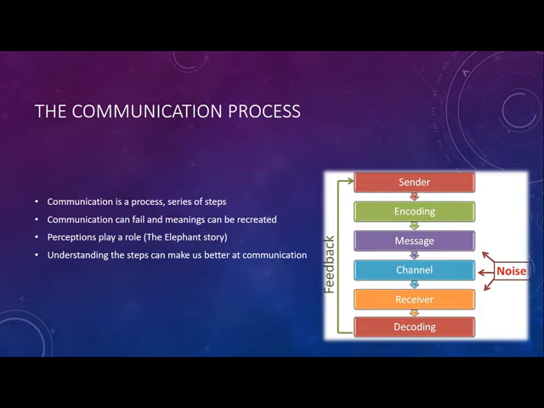Obviously, communication is a formal process, and it has a series of steps. First of all, we should know that communication can fail and meanings can be recreated, which means our objective may not be fulfilled. Many times, perceptions do play a role. Perception is something that differs from person to person. Every person might perceive something in a different way, and perceptions are based upon life experiences, knowledge, and personal characteristics, right? So all these things shape your perception, and perception is different from place to place, from situation to situation. There is a very famous elephant story about perception, which explains perception very well.